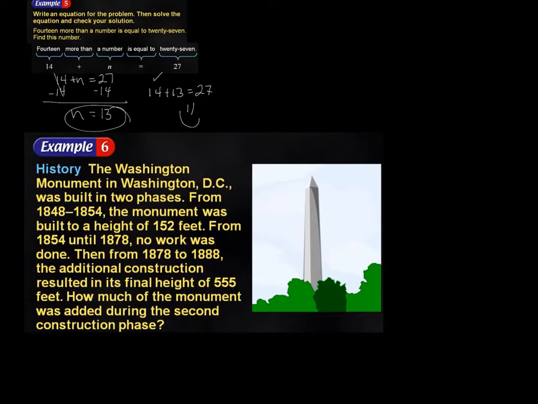For our last example, the Washington Monument in Washington, D.C. was built in 2 phases. From 1884 to 1854, the monument was built to a height of 152 feet. From 1854 until 1878, no work was done. Then, from 1878 to 1888, the additional construction resulted in its final height of 555 feet. How much of the monument was added during the second phase of construction?